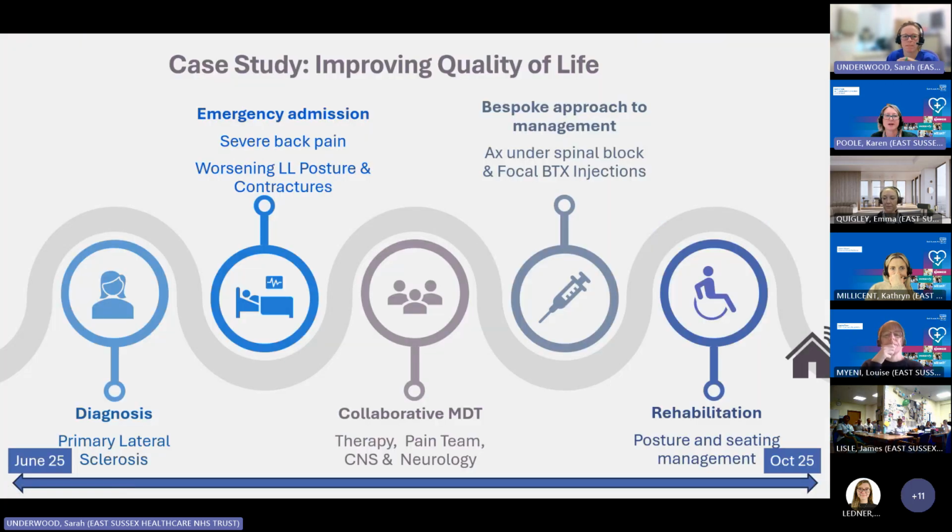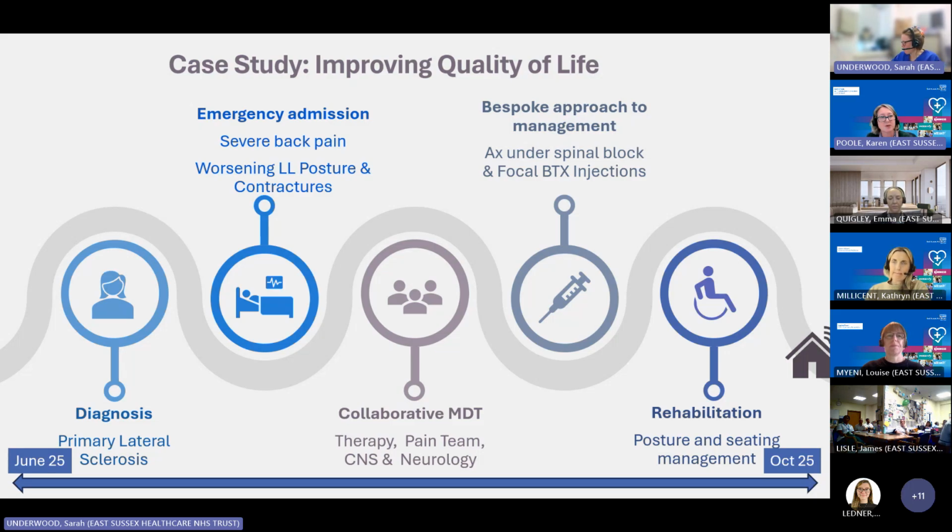Okay. So this lady that I'm going to talk to you about actually wasn't a stroke. She was a lady with a diagnosis of primary lateral sclerosis, which, as those of you are probably aware, is an upper motor neurone variant of MND. So again, with that diagnosis of MND, we all create some assumptions about how we can manage and what we think the future might look like for this patient.